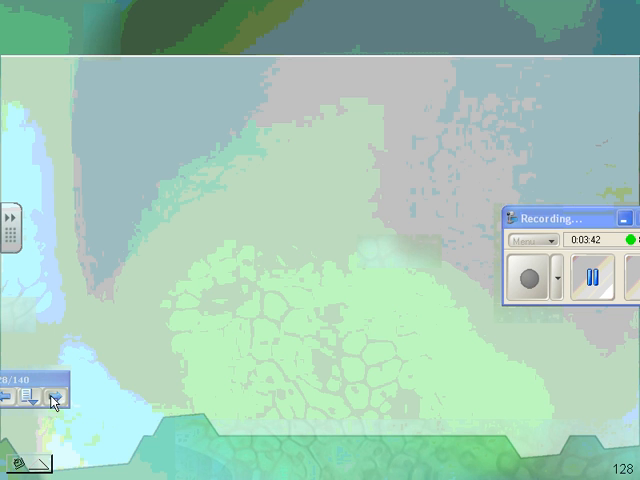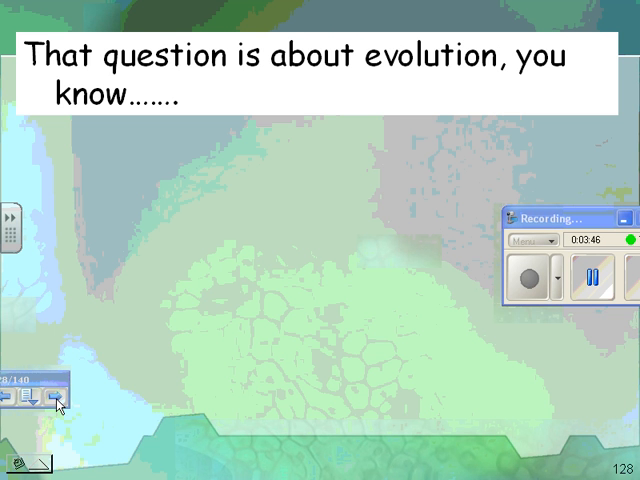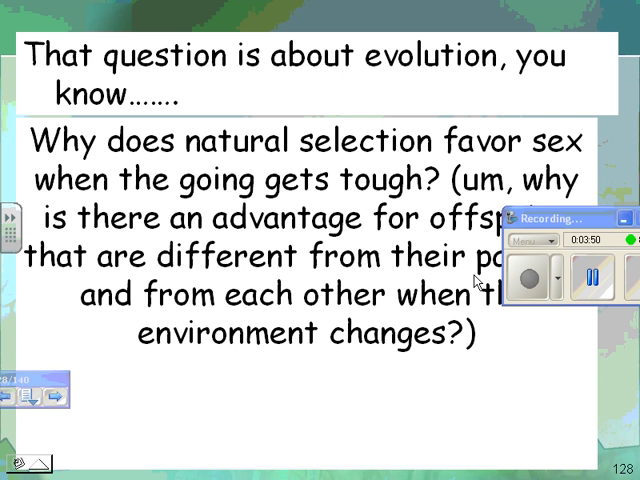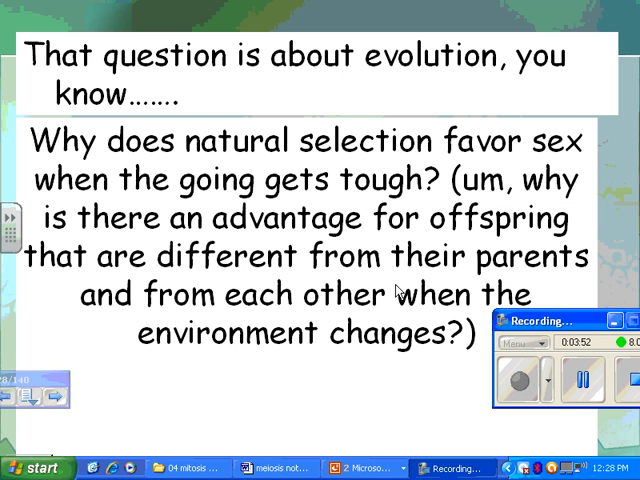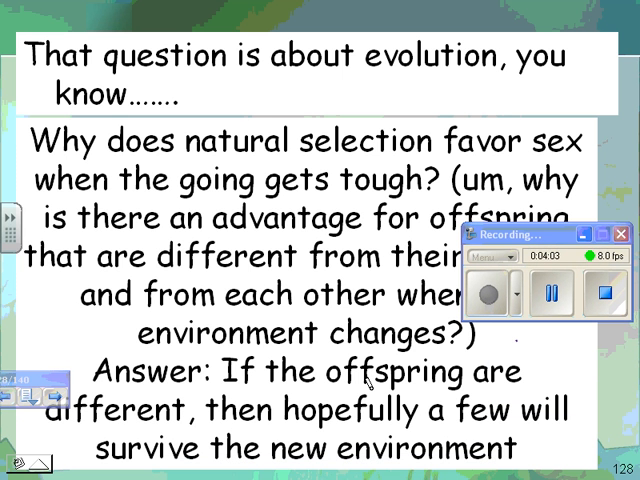And then when we do the evolution unit, you can talk about why that variation is so important. So you know this question is about evolution. Why does natural selection favor sex when the going gets tough? In other words, why is there an advantage for offspring that are different from their parents and from each other when the environment changes? And the answer is, if the offspring are different, then hopefully a few will survive the new environment.